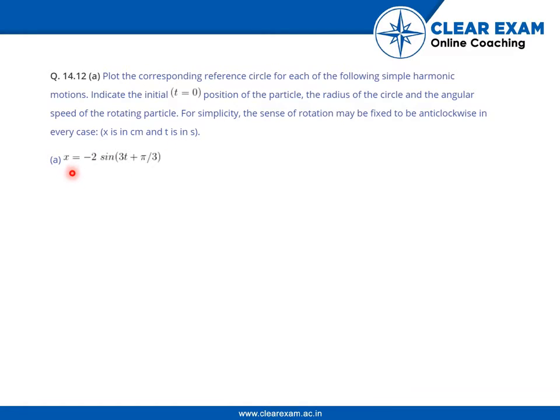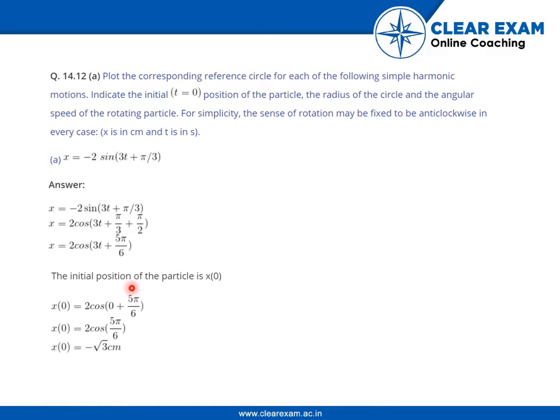Now, in case of this, x equals minus 2 sine (3t plus pi by 3). So x equal to this can also be written as 2 cos (3t plus pi by 3 plus pi by 2), and this is equal to 2 cos (3t plus pi by 6).